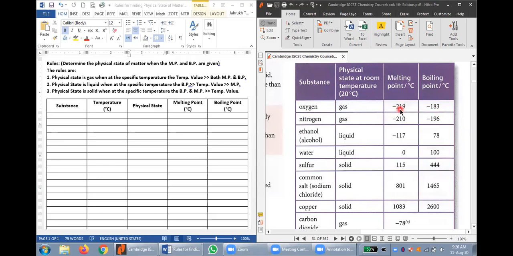So minus 219 is smaller than 20 degree centigrade mathematically speaking, and minus 183 is also smaller than 20 degree centigrade. So when both the melting point and boiling point are smaller than the temperature value, what is the physical state? Gas, according to the rules. Okay. So, hence this is a gas.